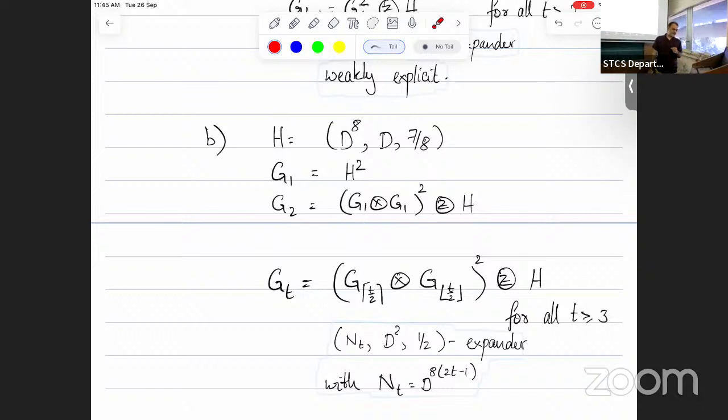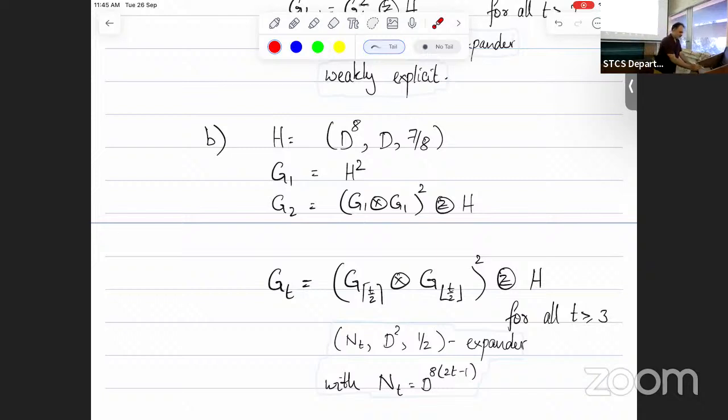And the number of vertices looks like basically n to the d to the order t. If you calculate this exactly, it will turn out to be d to the 8 times 2t minus 1. This is what I was hoping to do last time, but I somehow got lost in that calculation. But if you go through this, this is what you get.